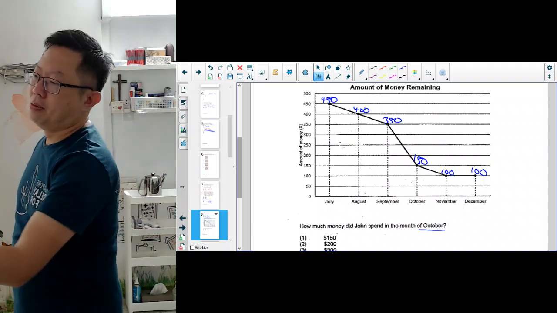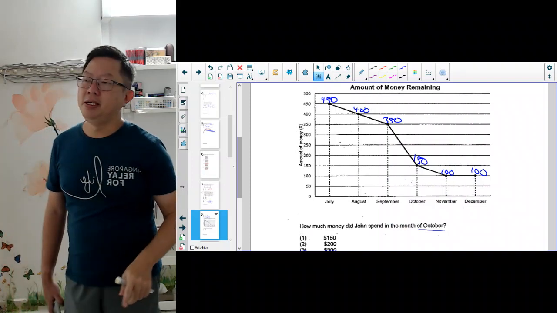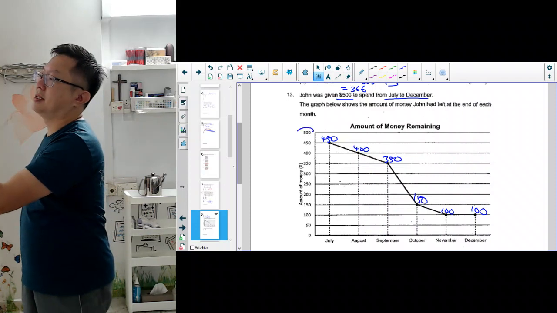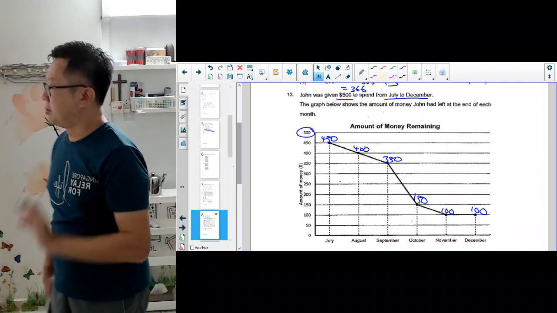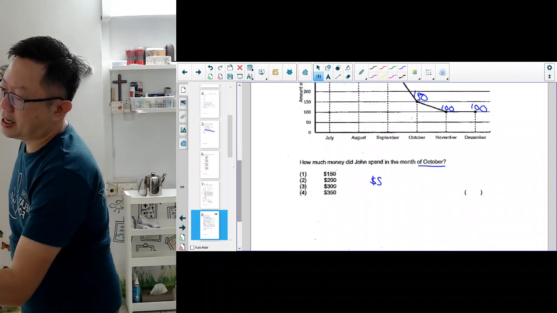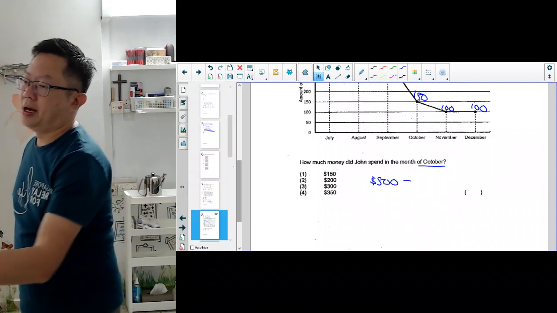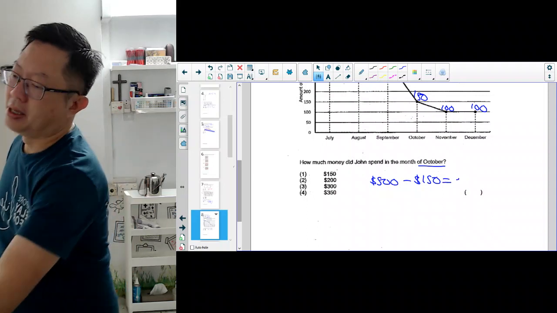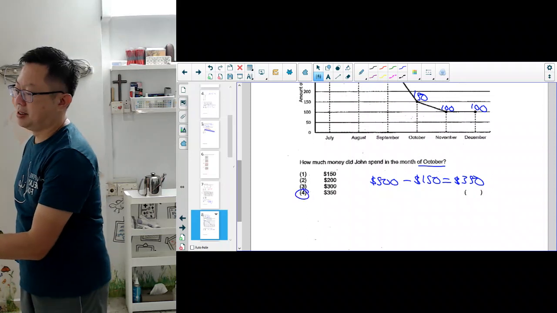So you look at October, he has $150 left. So how much money did he have at first? He must have $500 at first, right? He was given $500 to spend from July to December. So if he has $500 at first, and now he only has $150 left, then he must have spent how much money? He must have spent $350, which is your answer number 4.